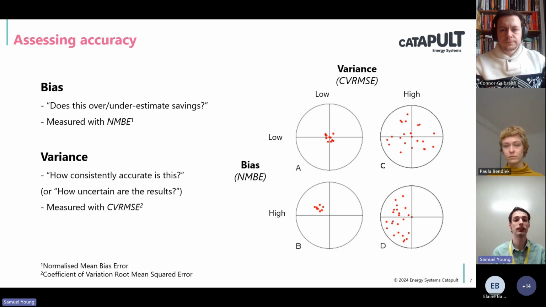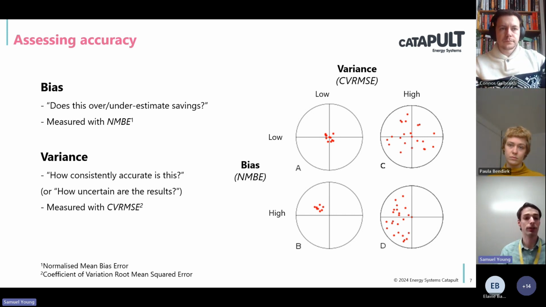Is this in the center? In terms of metered energy savings, does this over- or underestimate the overall savings for homes? We measure that with a metric called NMBE, normalized mean bias error. So when you hear NMBE referred to throughout the presentation, it's asking: are we overestimating? Are we centered on the truth?